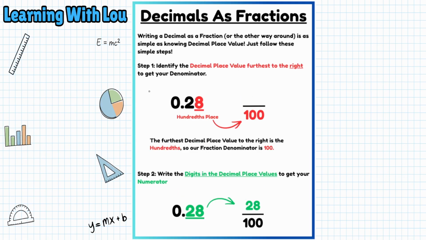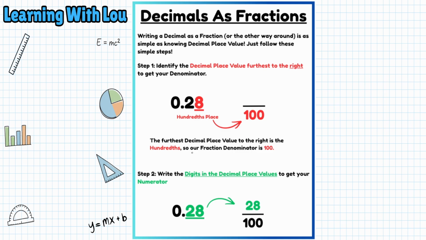Even if you don't have visuals, rewriting a decimal as a fraction is really not that hard, especially if you take a look at these two steps I have here for you. The first thing you want to do is identify your decimal place value furthest to the right to get your denominator. In this example, I have 0.28. Starting at the decimal point, you have your tenths and your hundredths. Since my decimal place value furthest to the right is in the hundredths place, my denominator is going to be 100. It says that right down here as well.